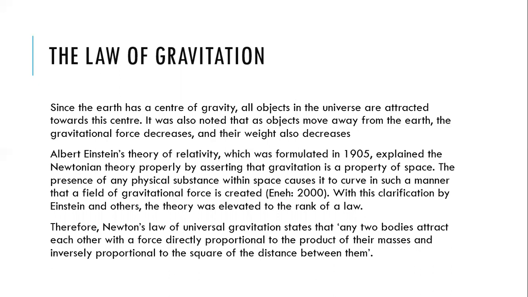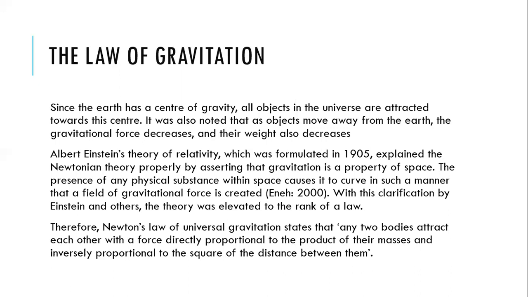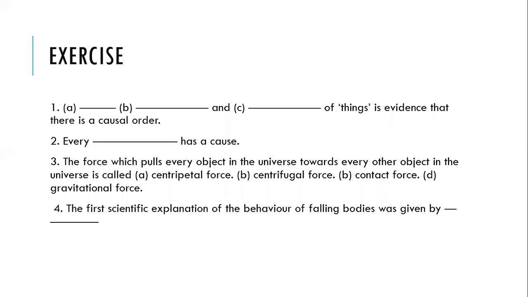Newton's law of universal gravitation states that any two bodies attract each other with a force directly proportional to the product of their masses. Mass is very synonymous to weight, not exactly weight scientifically, but very synonymous to weight. The force is inversely proportional to the square of the distance between them. So with Isaac Newton proposing the theory of gravitation, and Albert Einstein giving us more information about that theory, we now have the law of gravitation today.